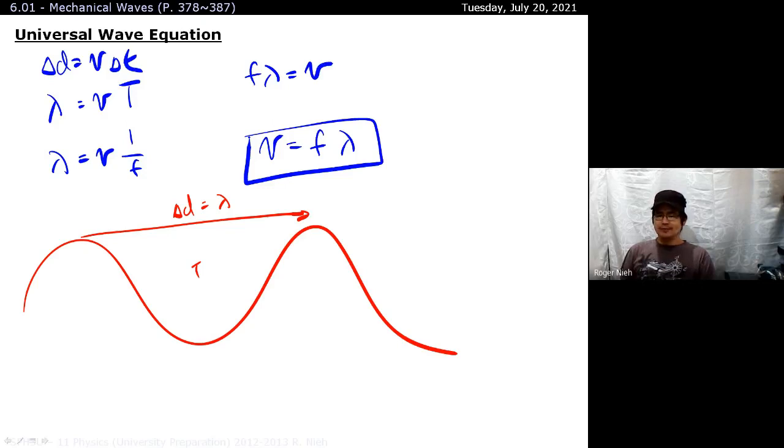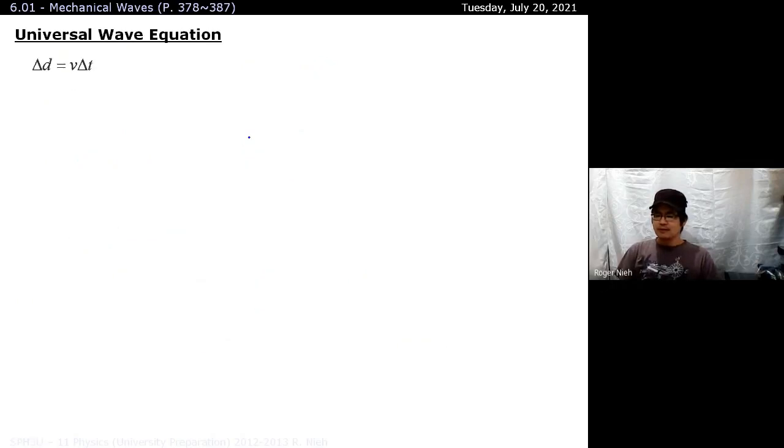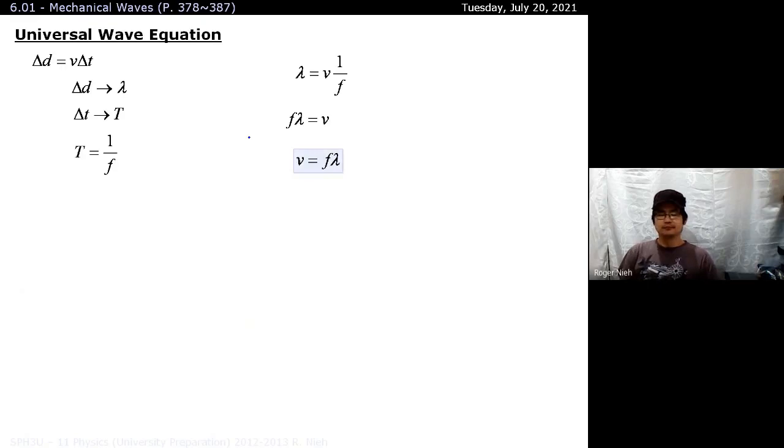Will I test you on that? No, you won't be tested on that. All right, I'm just showing you that this is how the formula is created. It's one of the nice things about physics. There's a story behind every single formula and how it's generated.